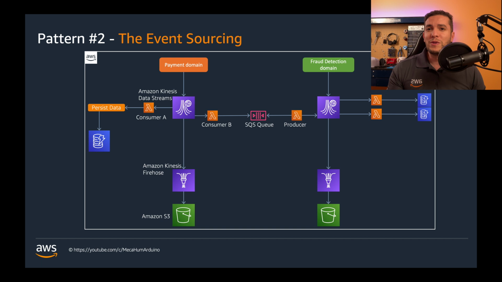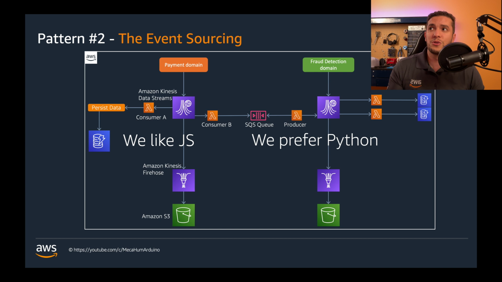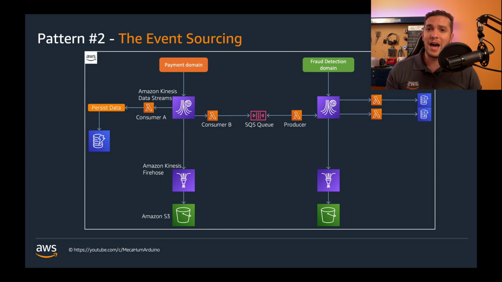We also wouldn't have been able to separate these domains effectively and give different teams the luxury to choose their own tools, because the payment team here might choose to build their Lambda functions in Node.js, in JavaScript, but the fraud detection team might choose Python, and everyone works in parallel, but the data is shared in a way that makes this all possible. And this is but the beginning.